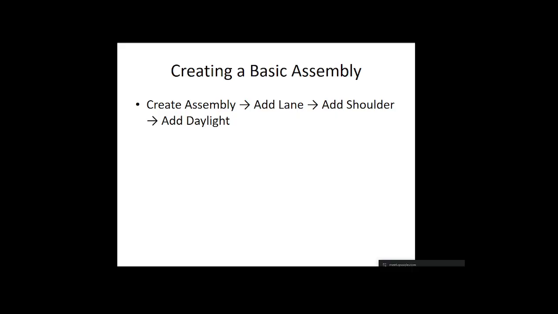Now, creating our basic sub assemblies. Here we start creating a basic assembly in the software. First, we create the assembly baseline. Number one, we create the baseline first. Remember this. Then we add the lanes. Next, we add the shoulders. Finally, we add the daylight and slope as per the requirement. And this creates a simple road section which can be used for the corridor generation.